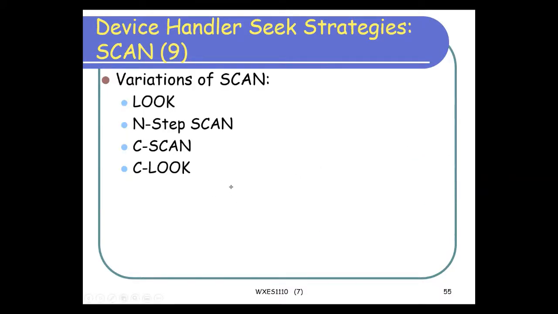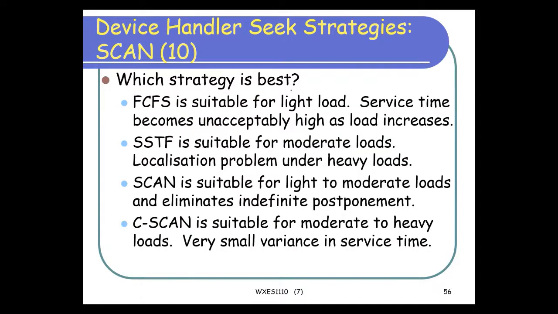So there are also variations of LOOK: N-step SCAN, C-SCAN, and C-LOOK. So which strategy is the best? If you think about simple implementation and less overhead, first come first serve is really suitable for light load, which means that the demand is not too high. Service time becomes unacceptably high as the load increases. You must be dynamic to select another algorithm.